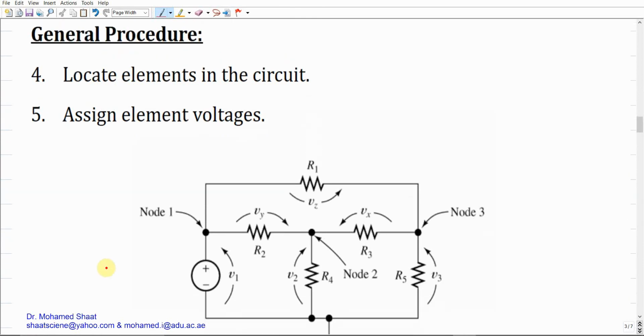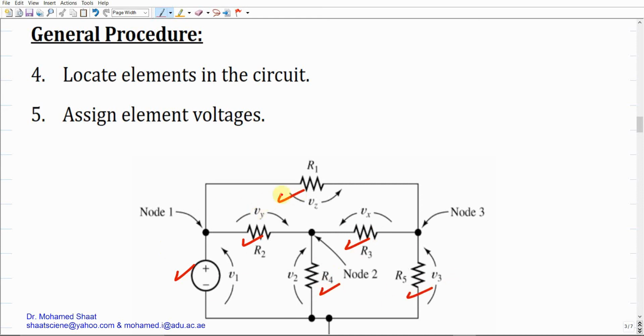Step 4 is very simple. Locate the elements. How many elements? And locate these elements within this electrical circuit. So in total, we have one element, which is the voltage source. We have another element, which is a resistor with a resistance R2. Another element, another element, another element, another element.